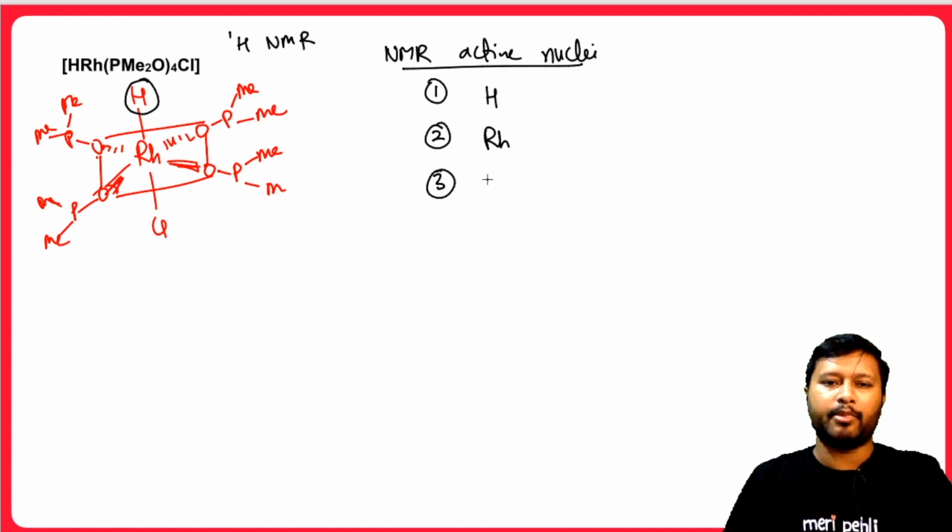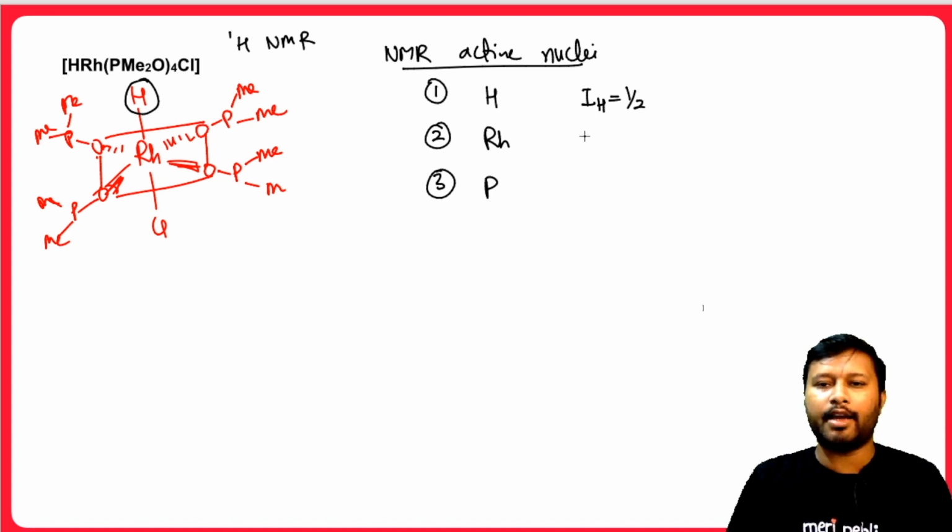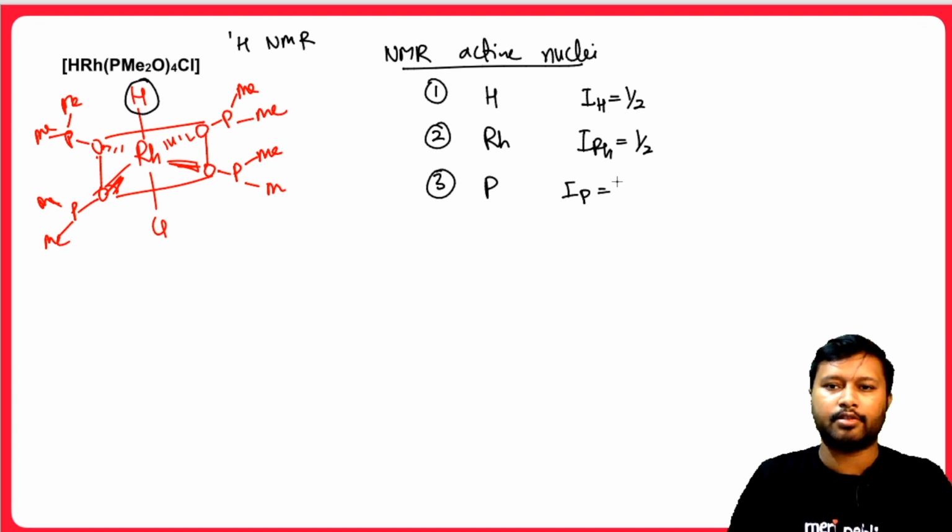So we have phosphorus. All right, so we have all these groups which are NMR active. Let me quickly write down the I values. Hydrogen has an I value of 1/2, which we all know, but that is not going to make any difference because it's not going to split on its own. Still, let me write down that the I value of hydrogen is 1/2, the I value of rhodium is also 1/2, and the I value of phosphorus is also 1/2. That's what we all know.